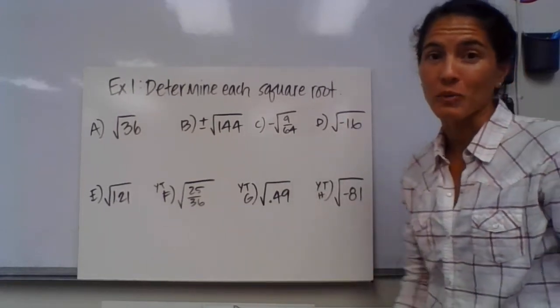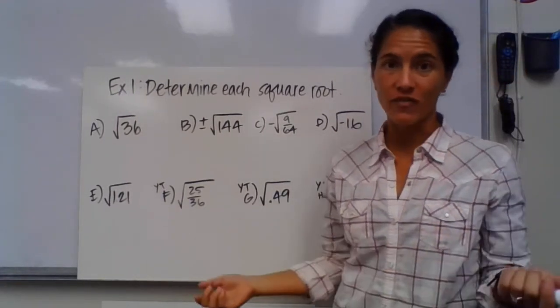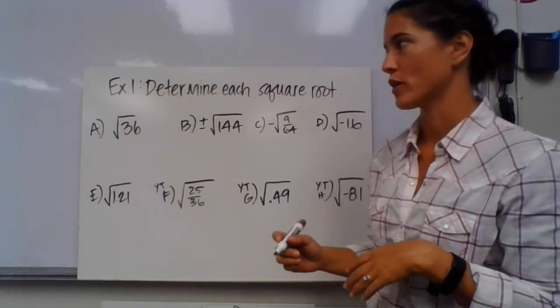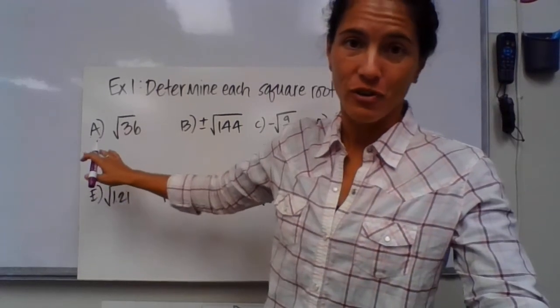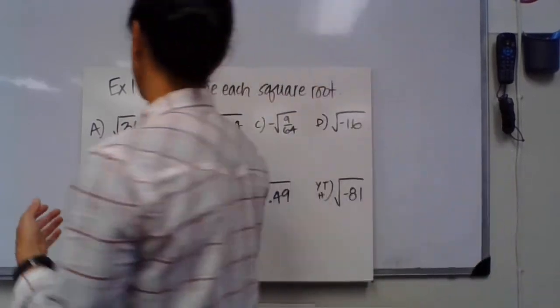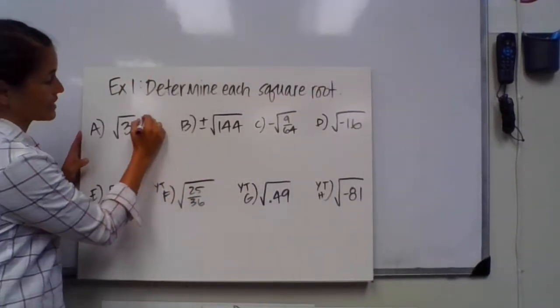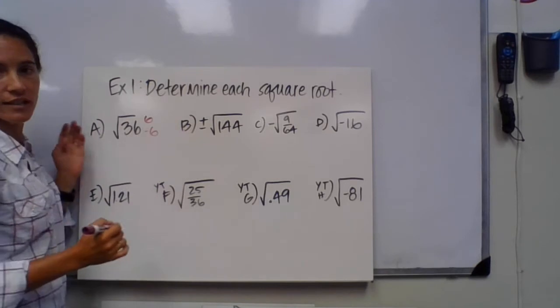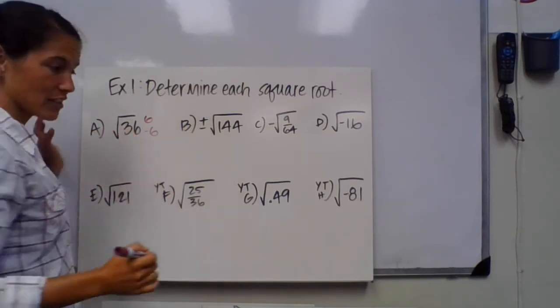All right, example 1. Determine each square root. So evaluate, simplify, determine each square root. In letter A, we have the square root of 36, which we already talked about. The square root of 36, you could give me 6, or you could give me negative 6. So that would be your answer, 6 or negative 6.